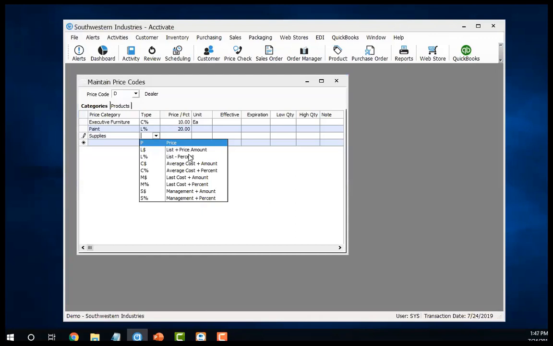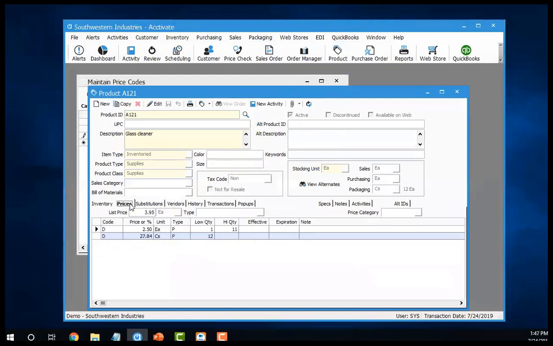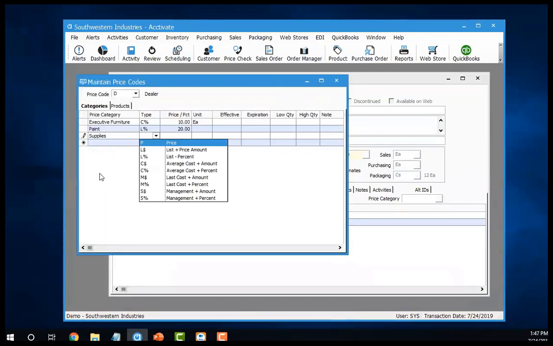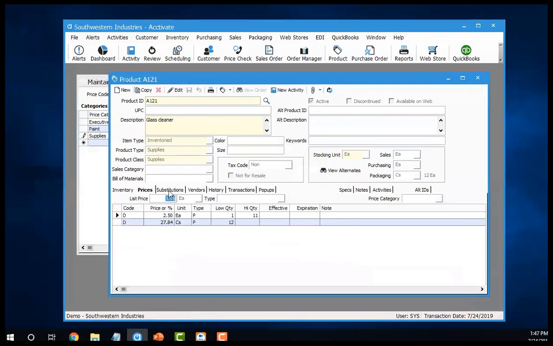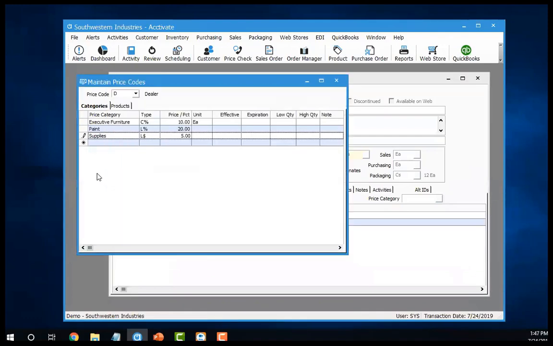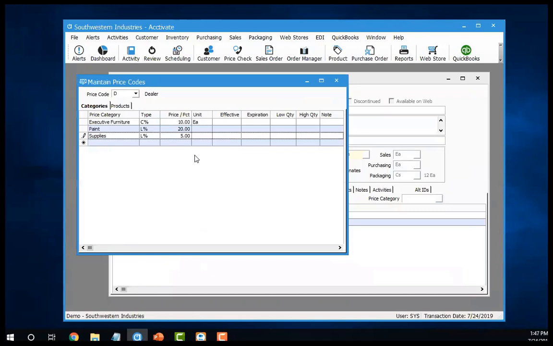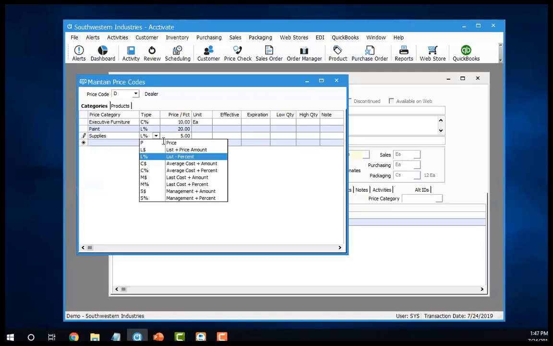So list price plus amount, that would mean when I have a product here and I have a list price of $3.95, list price plus amount means it's going to be $3.95. And if I set that to be plus $5, then it's going to populate as $8.95, because that's the list price plus whatever this amount is. List minus percent is what it sounds like. Again, list price is $3.95.